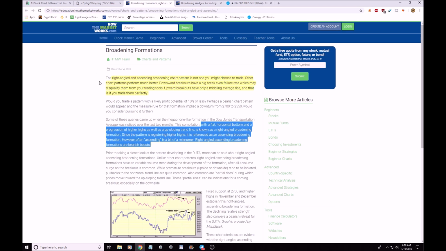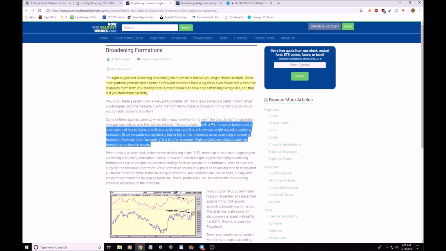Broadening wedges. So I had somebody on a chart that drew one of these. Well, they didn't actually see it. They're not very common, and they don't play out very well, and they're hard to trade. So I just want to run through this real quick. So there's the right angled and ascending broadening chart pattern. Possibly you don't even want to trade it. There's a lot of other patterns that perform much better. Downward breakouts have a big break-even failure rate, which may disqualify them from your trading tools. Upward breakouts only have a middling average rise, and that's even if you trade them perfectly.